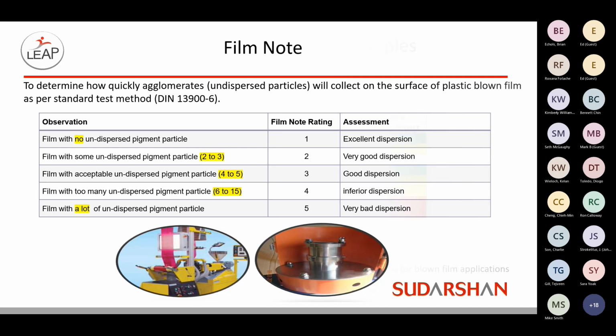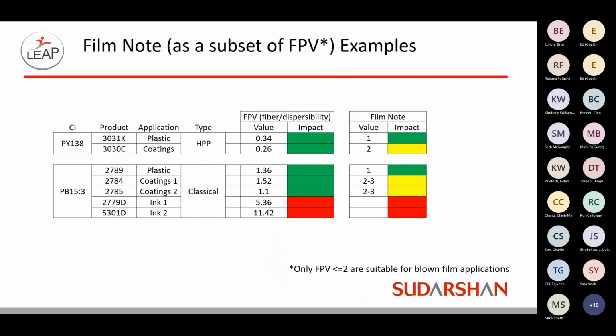So from a film note perspective, I chose a couple of examples to demonstrate here, Pigment Yellow 138 and Pigment Blue 15:3, where there were a number of good examples that can be used for fiber. And then the differentiation comes when we take it to the next level in film note.